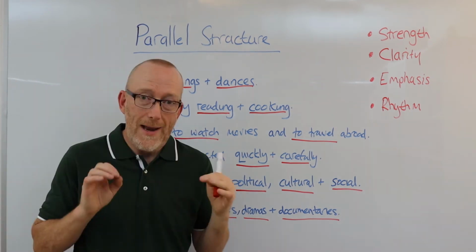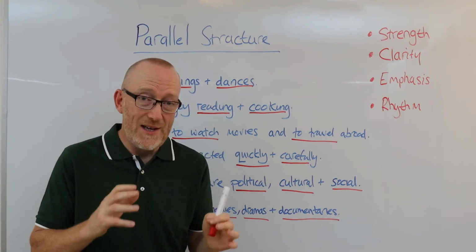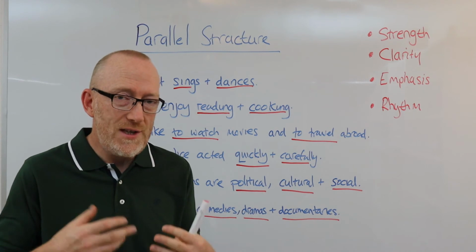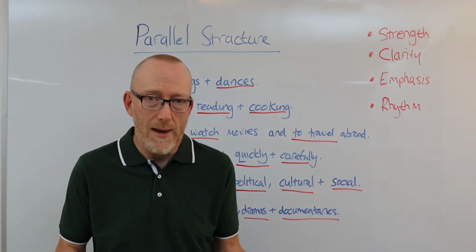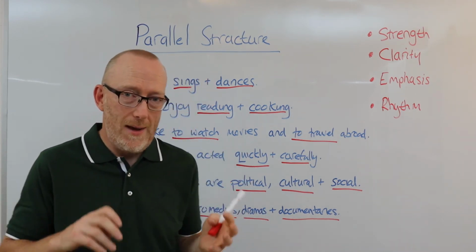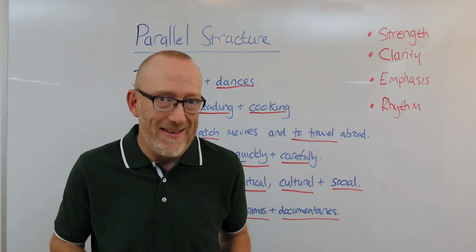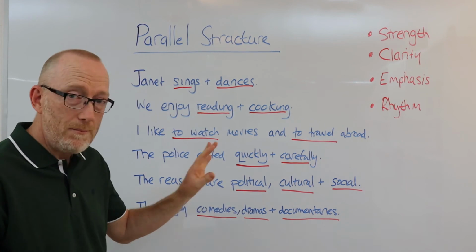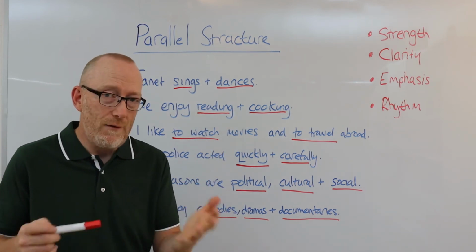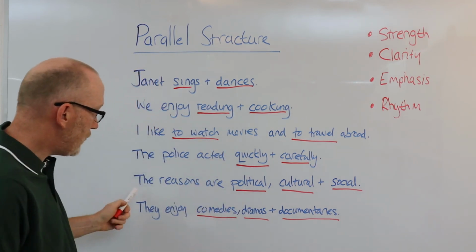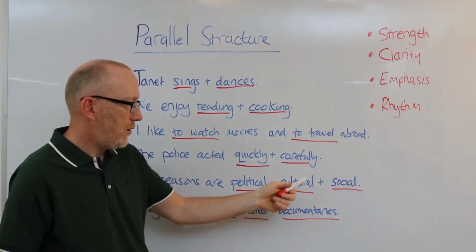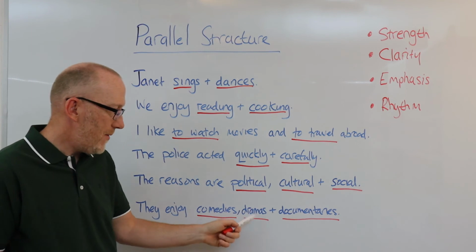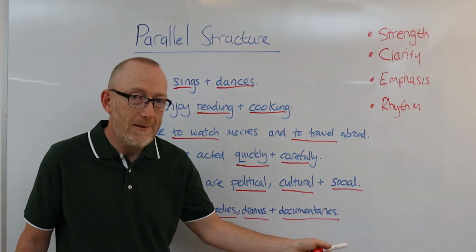So, parallelism, which I'm sure you can see from this very simple demonstration, is very important to the English language. Now, later in this lesson, I'm going to introduce you to another element within parallelism, which is known as the magic of three. And the magic of three is the thing that we are going to practice using together. Okay? Now, there are two examples of the magic of three here. The reasons are political, cultural, and social. They enjoy comedies, dramas, and documentaries.